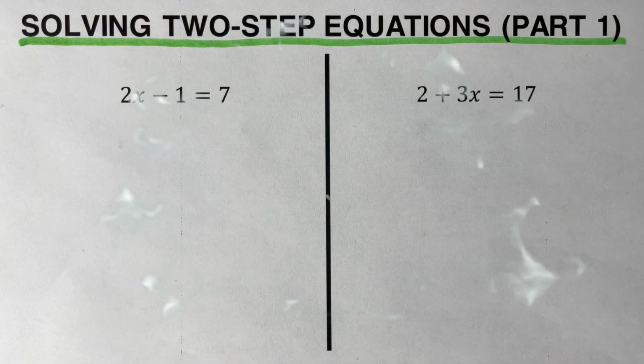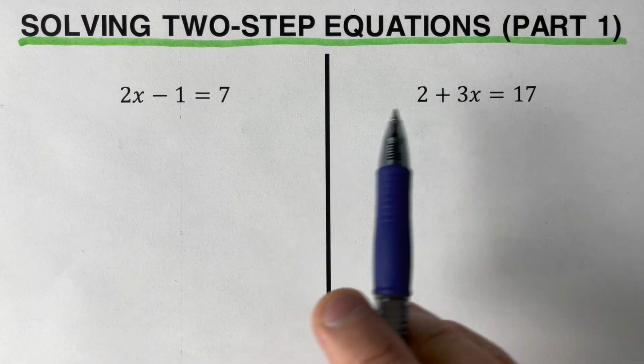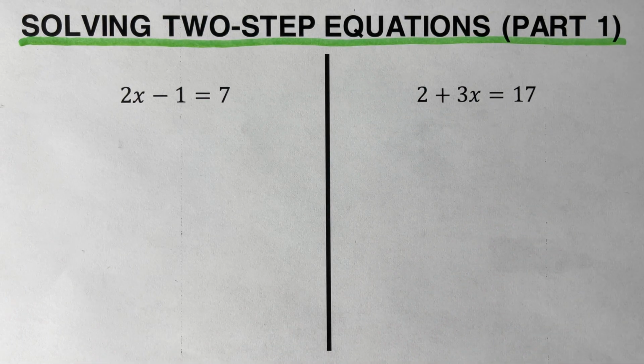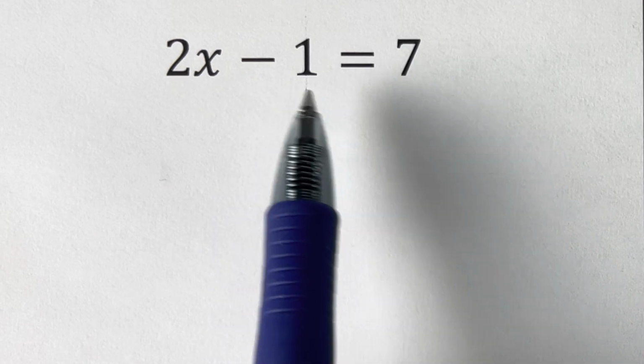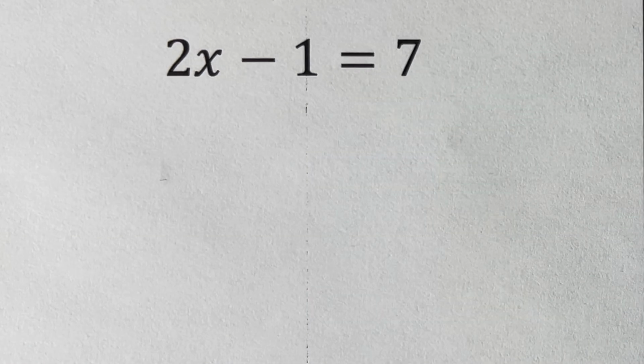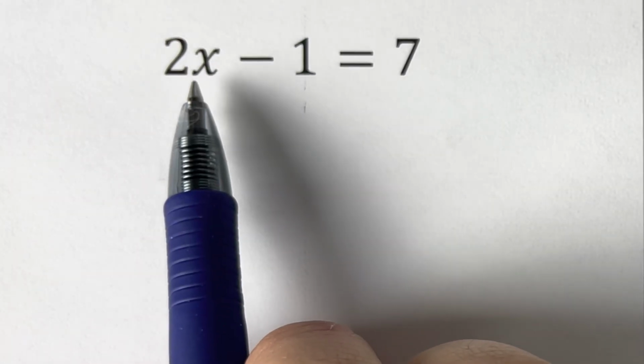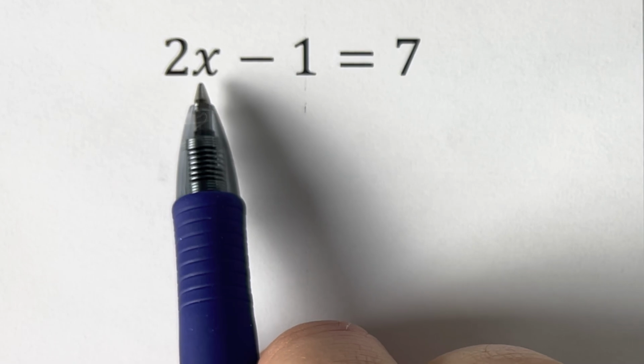Hello everyone. In this video, we will be solving two-step equations, and this is the first part. Let's take this first example right here. Suppose we're given 2x minus 1 equals 7. Again, when we say solving an equation, we are supposed to isolate the variable. In this case, it's x, so we're supposed to isolate x by itself on one side of the equation.